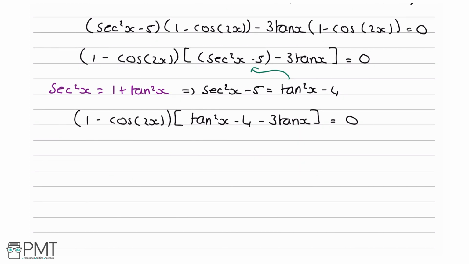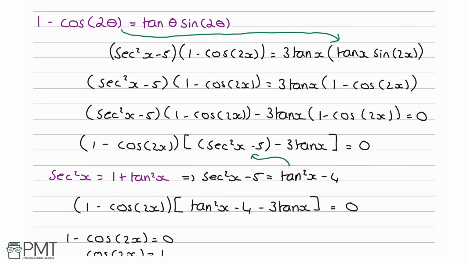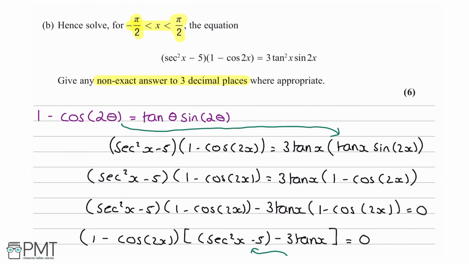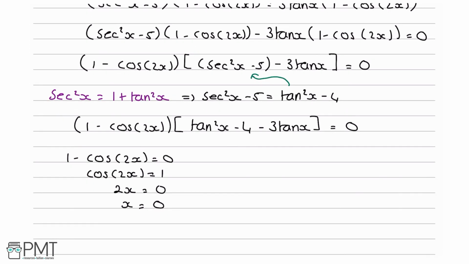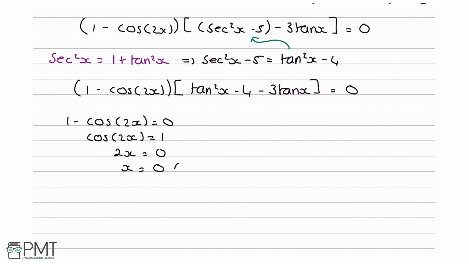What we can say is 1 minus cosine 2x equals 0, so cosine 2x equals 1. This means that 2x equals the inverse cosine of 1, which is 0, and therefore x equals 0. Now, before we can say x equals 0 and move on, we need to check if it's a valid solution. Our question said, solve for x between minus pi over 2 and pi over 2. 0 is between there, so this is valid. I'm just going to write in brackets here, valid.